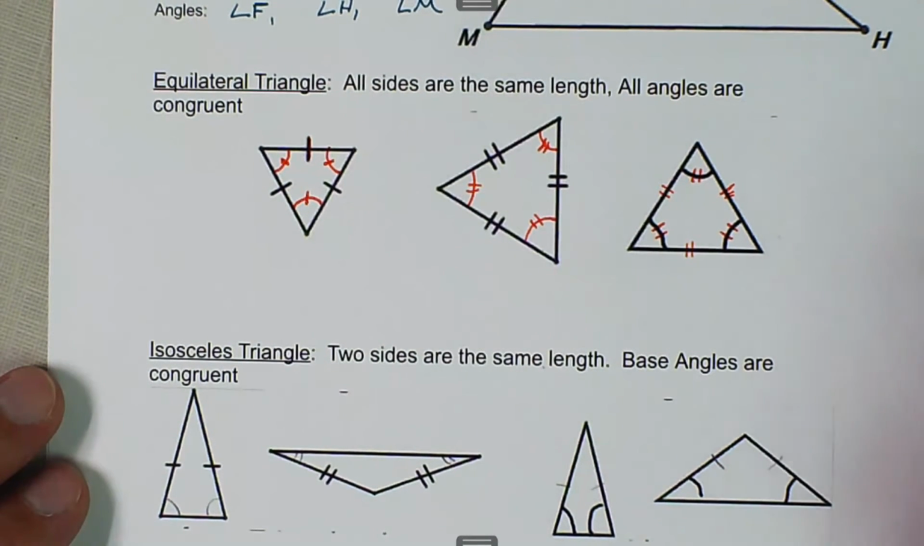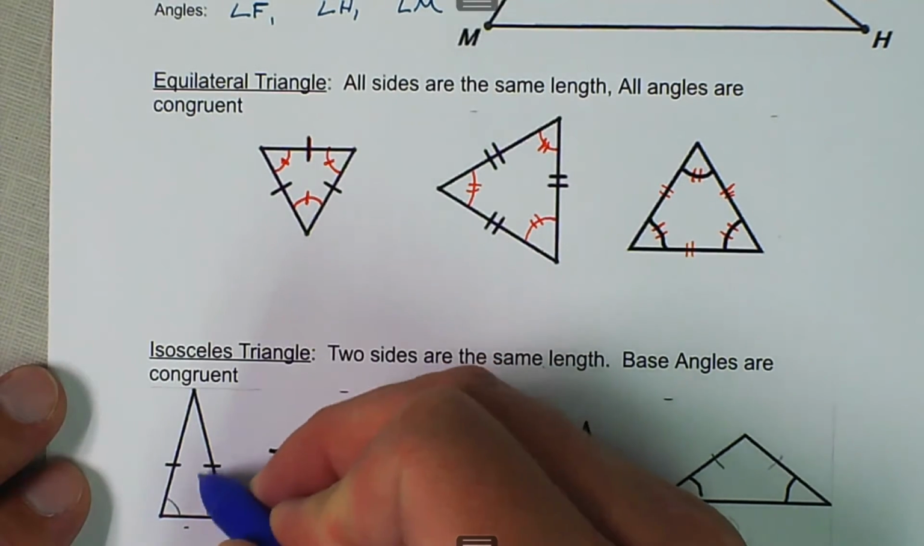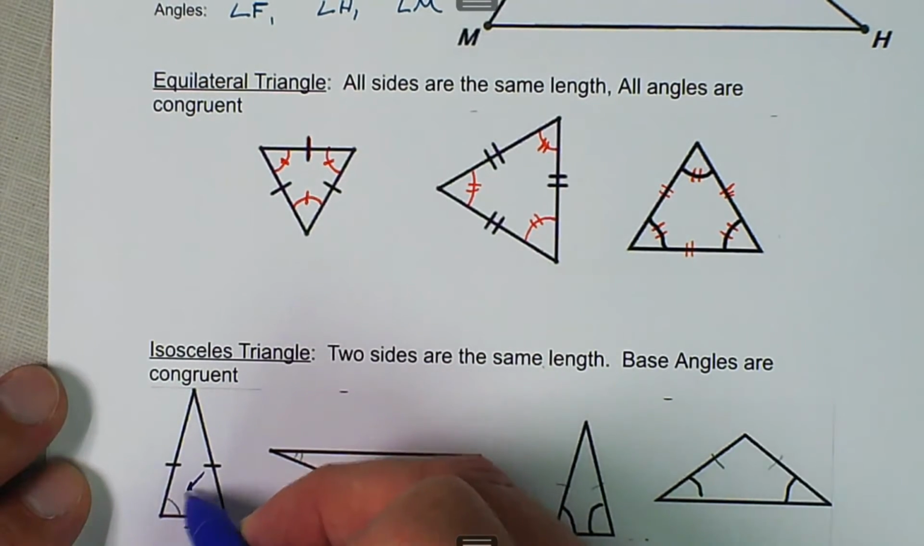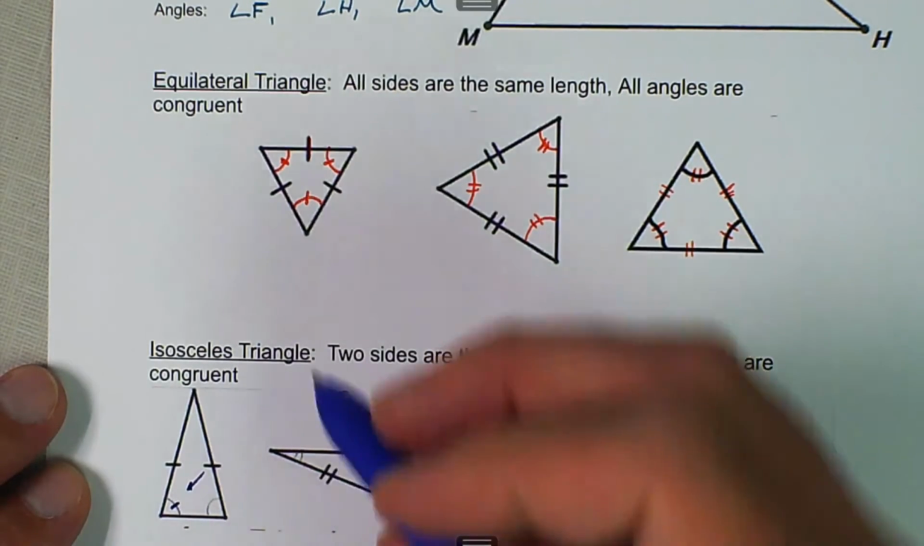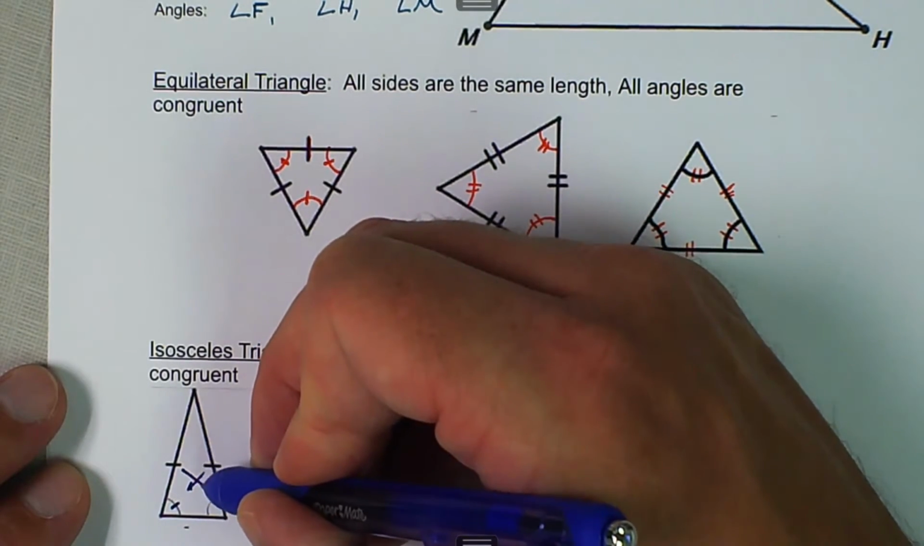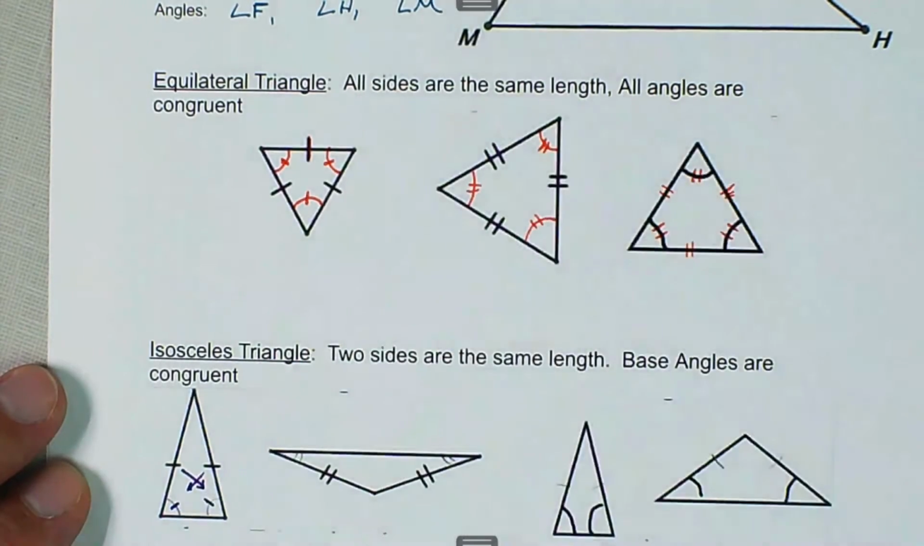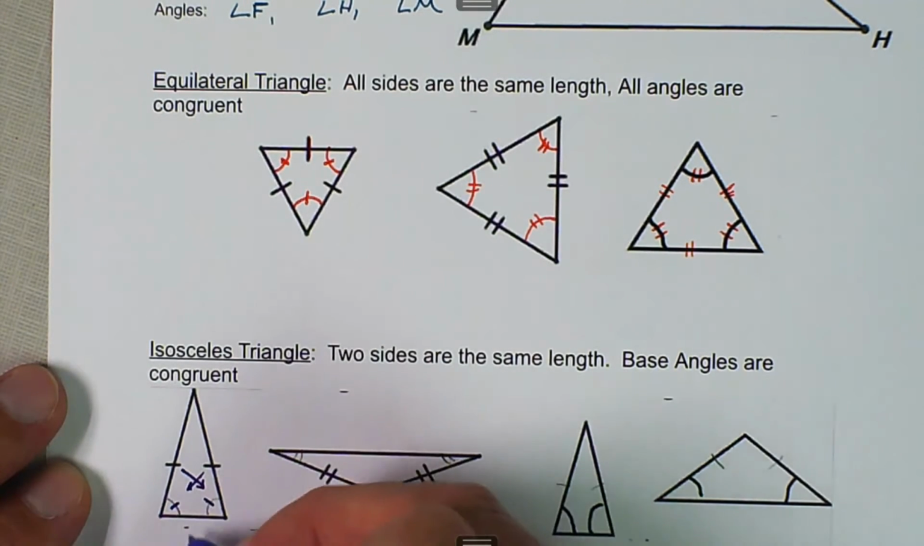Next one that we have is Isosceles Triangle. And again, if sides are congruent, then the opposite angles are also congruent. So if two sides are the same length, then the base angles are congruent. So there's one congruent mark here. I can make one congruent mark here. There's one congruent mark here, so the opposite angle is over there. And so if we have two sides that are congruent, we have two angles that are congruent, and these are called the base angles.